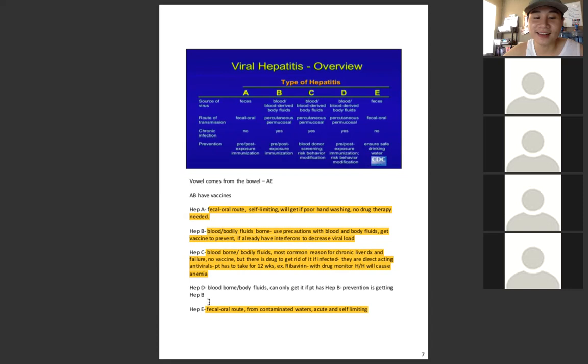Hepatitis E is the same as hepatitis A, transmitted via the fecal route from contaminated water. It is acute, however, it's also self-limited, meaning it will resolve on its own. All right, also from my notes, hepatitis B is transmitted from mother to baby as well.